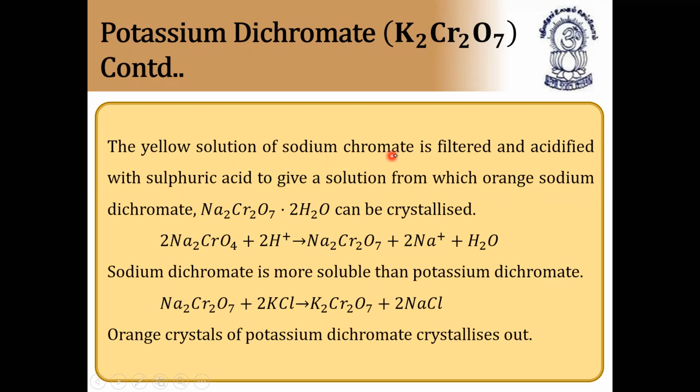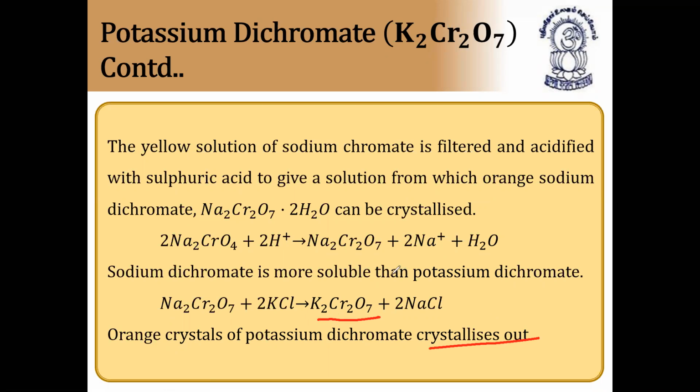The yellow solution of sodium chromate is filtered and acidified with sulfuric acid to give a solution from which orange sodium dichromate can be crystallized. Sodium dichromate is more soluble than potassium dichromate. So sodium dichromate on reaction with potassium chloride forms potassium dichromate. It is orange in color, so orange crystals of potassium dichromate crystallize out.